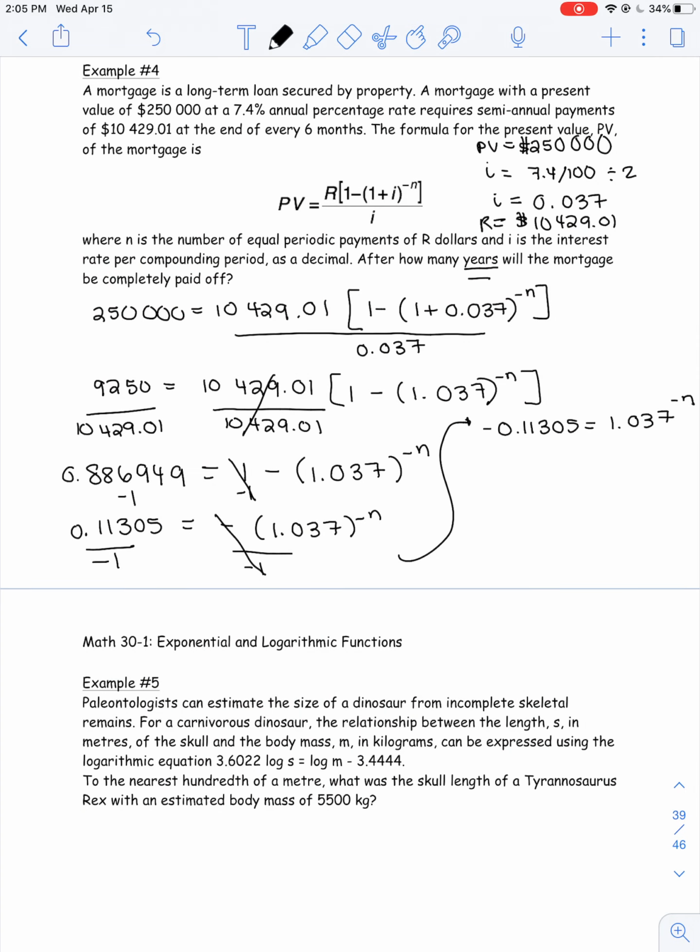So when I subtracted, I should have had negative. That's the only problem here. So here, this one should have been negative. My bad. There you go. That makes more sense. So this answer should be a positive value right here. So it should be positive 0.11305. And now I'm going to put log on both sides.